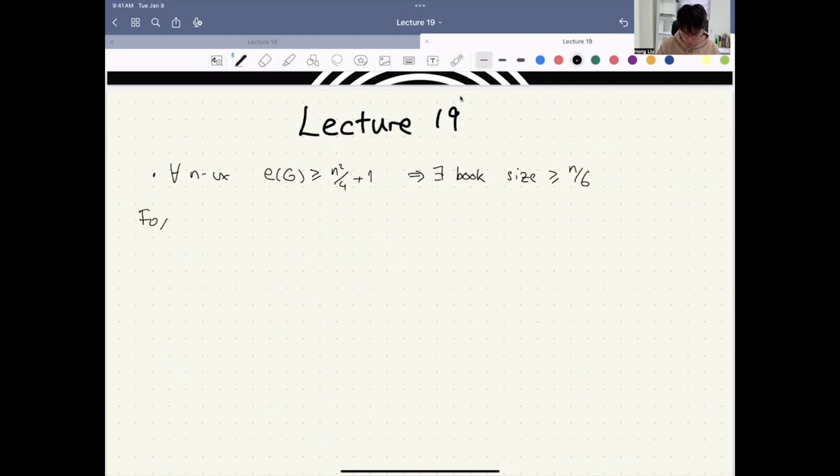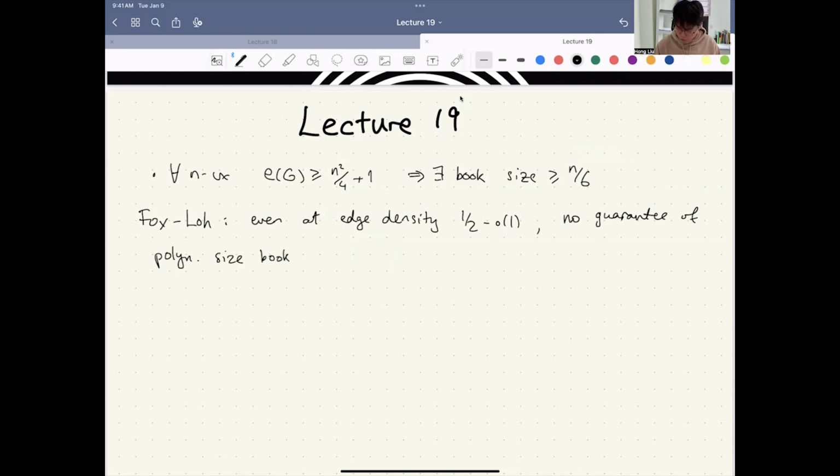So Fox and Loh: even at edge density close to 1/2, no guarantee of polynomial size book under the positive edge density condition, for the graph in which every edge lies in a triangle.